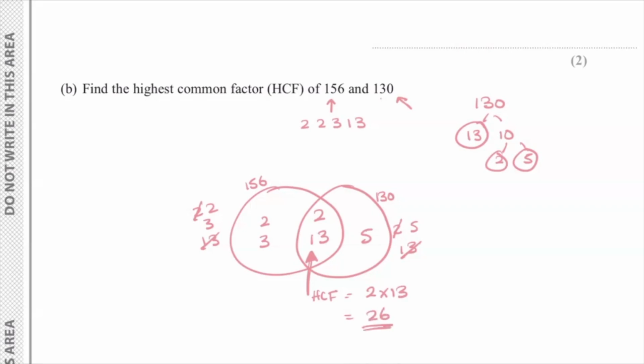If you were being asked for the lowest common multiple, it would be everything inside. So it just depends on the type of question that they ask, really, as to what part of the Venn diagram you use.